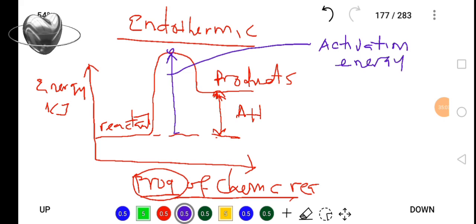So remember to indicate the energy and the progression of a chemical reaction. Indicate the products, indicate the reactants, indicate the enthalpy change. If necessary, indicate the activation energy. If at all they have given you the reactants, this is the point where you are going to write your reactants. For example, carbon dioxide plus water to form glucose plus oxygen. So on the products, we are going to say glucose plus oxygen. On the reactants, we are going to say carbon dioxide plus water. That is very important. That is an example of a different way of presenting an endothermic energy profile diagram.